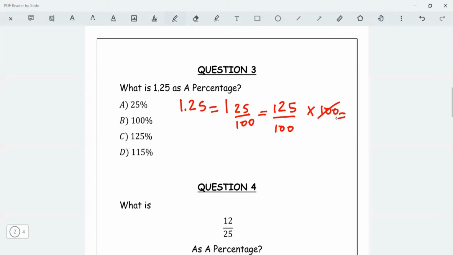Now the 100 will cancel this 100, and so we're left with 125. So 1.25 as a percentage is 125%. Beautiful. Nice.